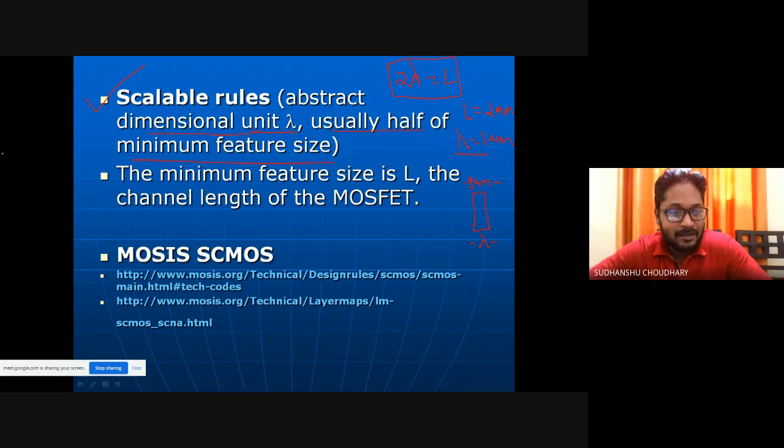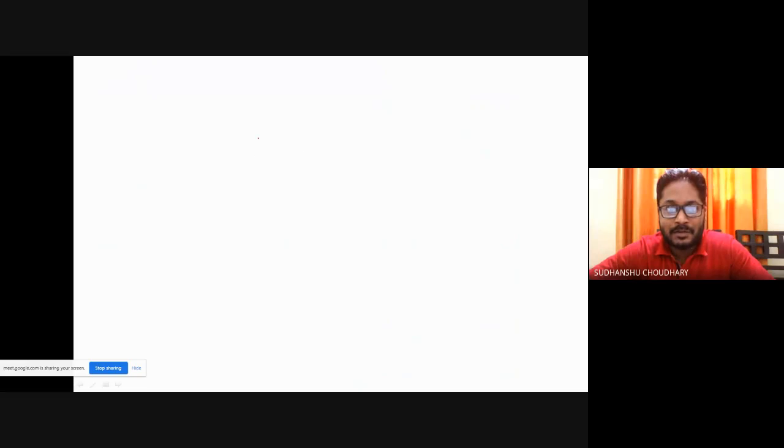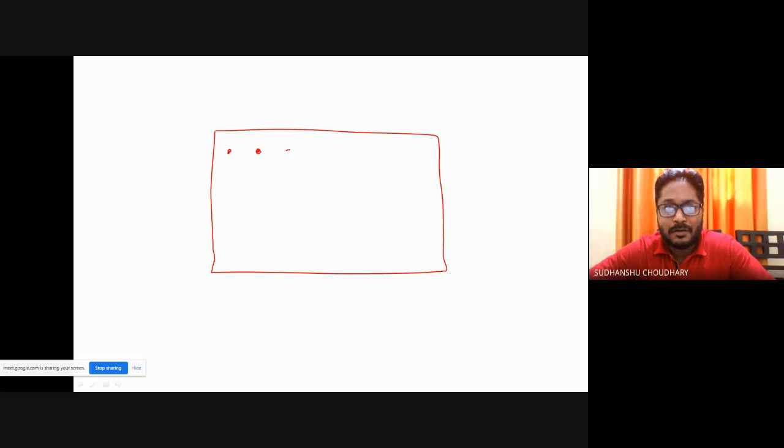So what is this lambda in the layout editor which I will provide you? Let me come to this point here. Let us say this is the layout editor window, and this entire layout design window is divided into grids of this kind. These dots are called grids. So the entire layout design window is divided into these grids. Let me draw these grids.